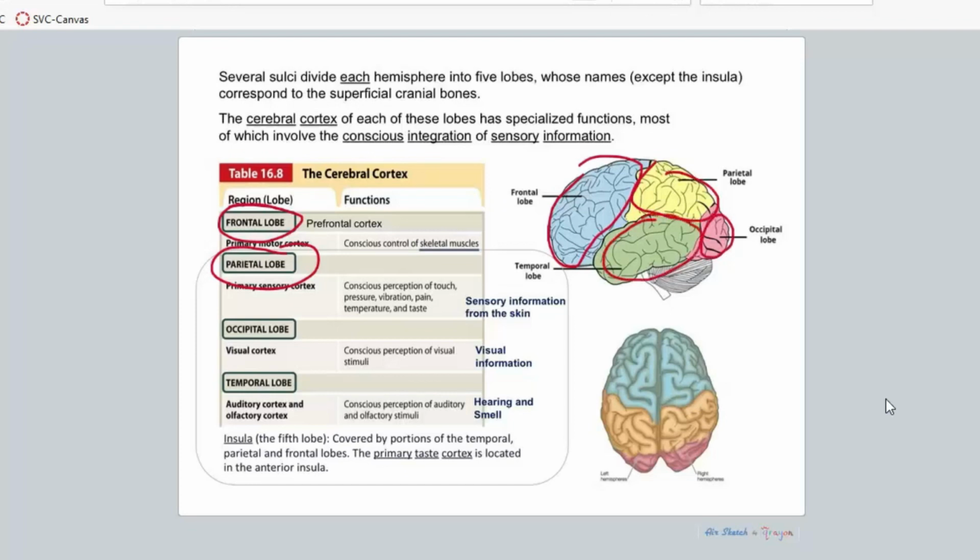You may not know this yet because we haven't got to the skeletal system yet, but all of these lobes, those names correspond to the cranial bones that are right on top of them. So the frontal bone is on top of the frontal lobe. The parietal bone is on top of the parietal lobe. This is where the temporal bone is. This is where the occipital bone is. So the bones over the top of them correspond to the lobes that are underneath them.